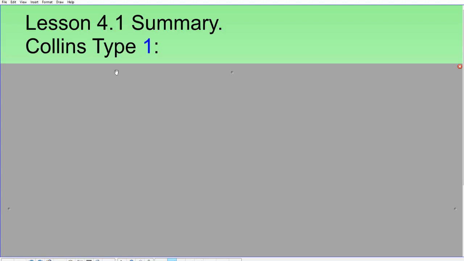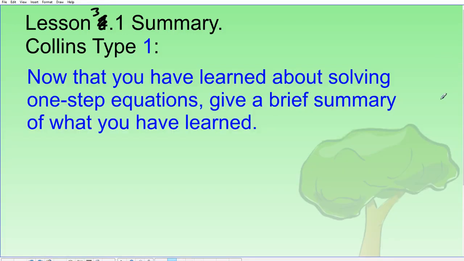Summary. And it should say 3.1 here. The summary says, now that you've learned about solving one-step equations, give just a little brief summary on what you've learned or what you remember, or if you say, I didn't learn anything in this lesson, I knew this stuff already. Fine. Give a hint to somebody else who doesn't know, a step or two on what you would tell them about how to solve a one-step equation. Okay? Go ahead and do that summary on your own.